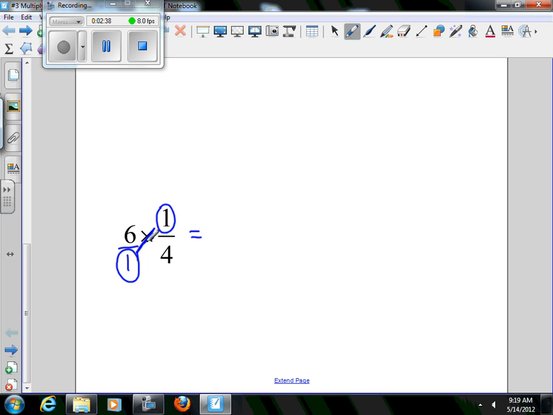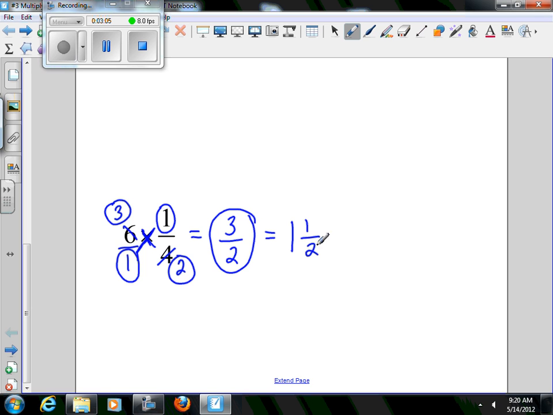Now, 6 and 4, the biggest number that will go into both of those is 2. 2 goes into 4 twice. 2 goes into 6 3 times. Multiply right across. 3 times 1 is 3. 1 times 2 is 2. And we end up with 3 halves, which cannot be reduced any further. If you wish to change it to a mixed number, you would say 2 goes into 3 once, with 1 left over. So we would write it as 1 1/2.